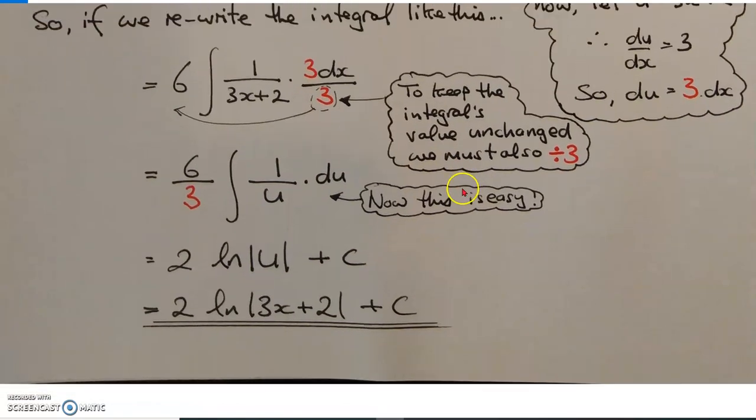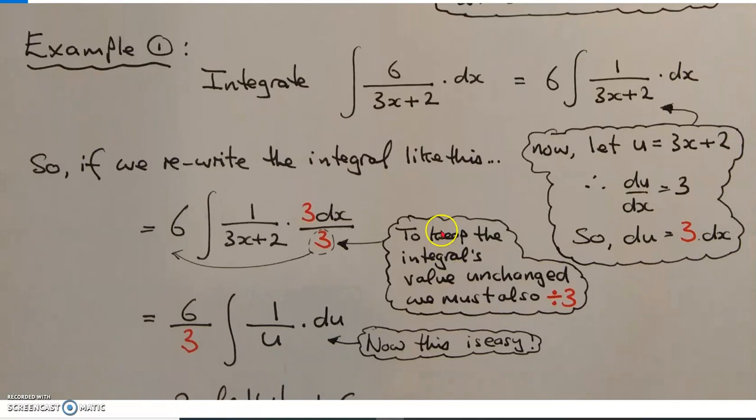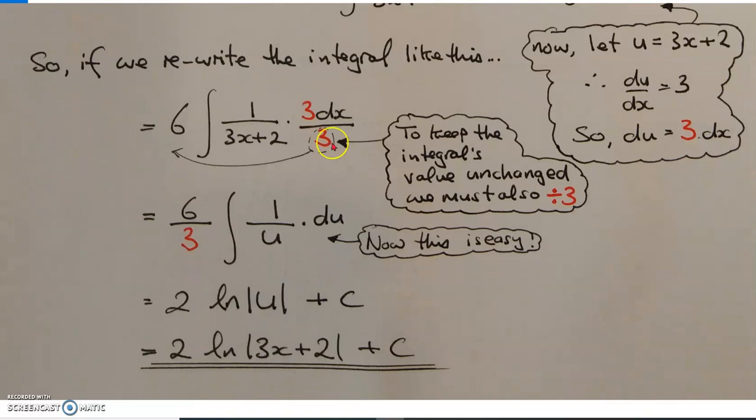Well, what did we call u? We called u 3x plus 2. So you put that in between these vertical lines here, meaning we only take the positive values here, and we add the constant of integration. And of course, the 6 divided by 3 is 2. So all of this here integrated gives the answer 2 times the natural log of the absolute value of 3x plus 2, all plus a constant.